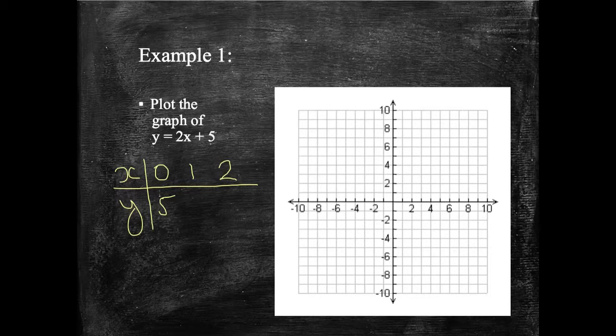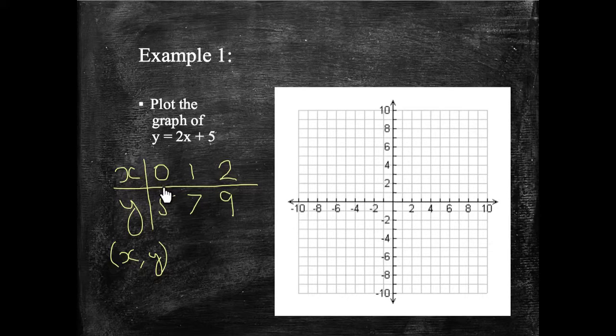So when x is 1, y is 7. And for the next one, when x is 2, so again we're substituting 2 in here, 2 times 2 is 4, plus 5, we get 9. Now this actually gives us 3 coordinates. Remember that our coordinates are in the form x, comma, y. We've actually got 3 coordinates here.